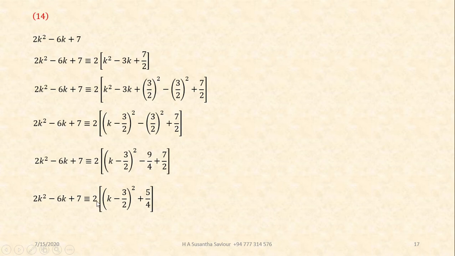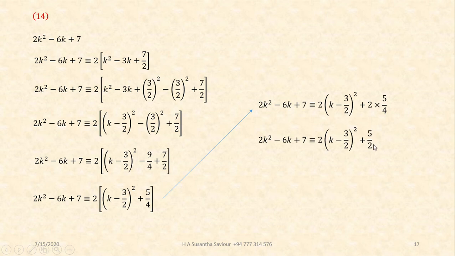Now you can open this bracket by multiplying each and everything by 2. So I will take it to this side because I don't have space. 2 into this one and 2 into this. So when you multiply this, it will be 5 over 2. So this is the complete square form of this one.